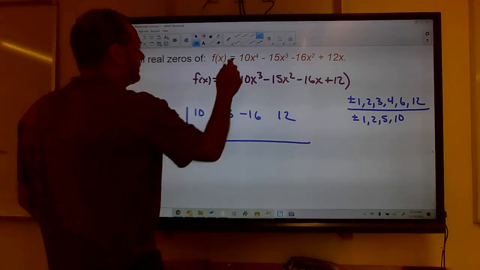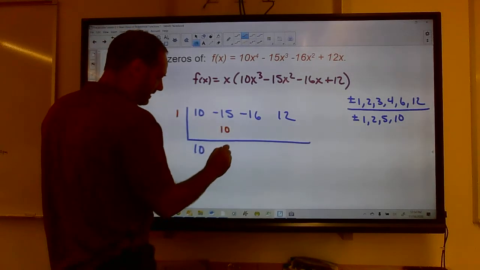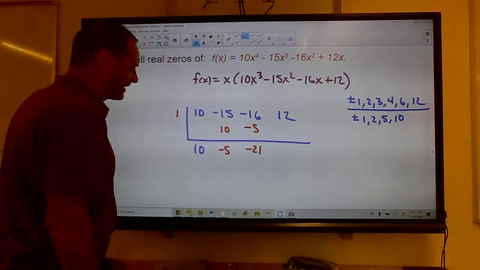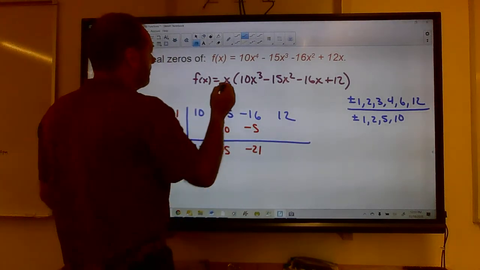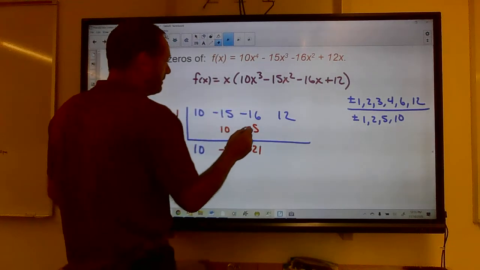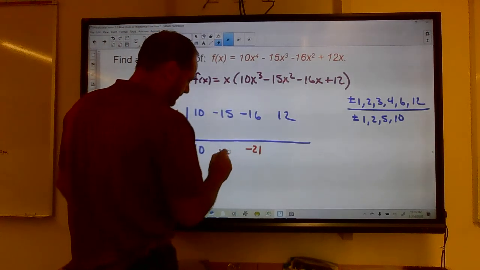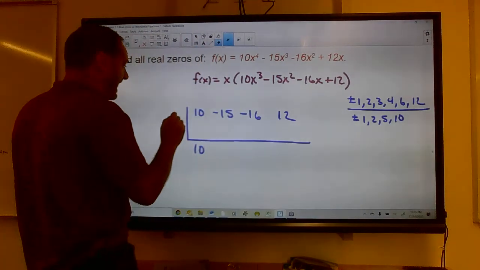Let's just try a 1 and see what happens. So this would be 10, that'd be negative 5, that'd be negative 5, that'd be negative 21, and I can tell it's not going to work. Negative 21 is going to leave me a remainder of 9. So I need something bigger than a 1. So let's try 2. You don't want to go too big because this will get wild fast.